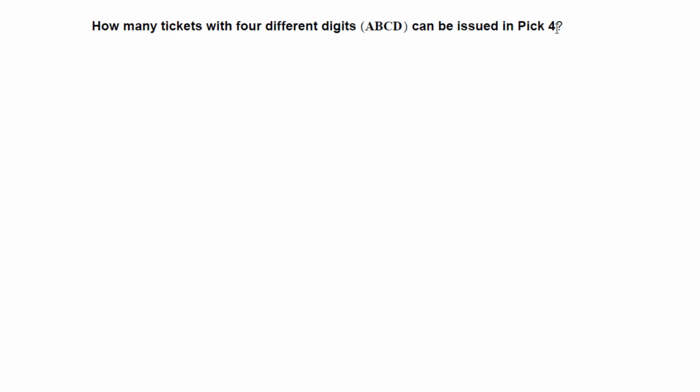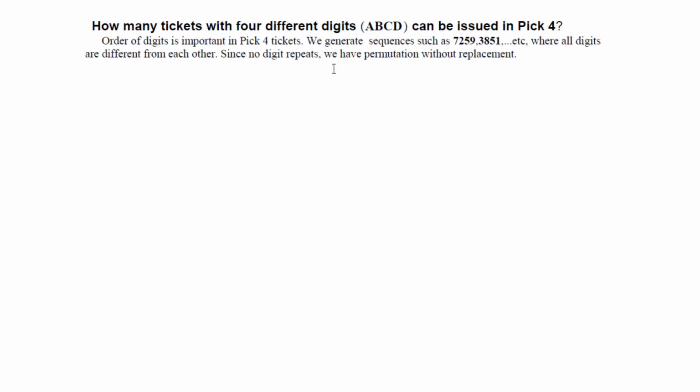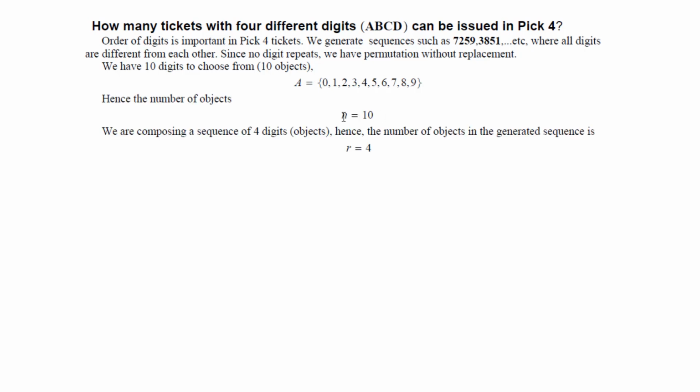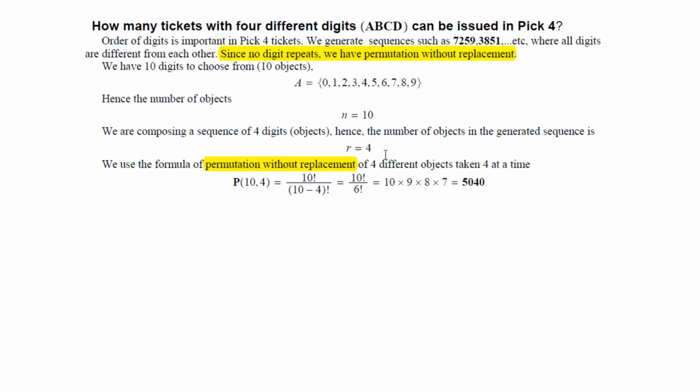Another question: how many tickets with 4 different digits in the form of A, B, C, D can be issued in Pick 4? So a ticket such as 7259 has 4 different digits, with no repetition of the digit, which means we have the case of no replacement, and it is ordered, so we can use the permutation without replacement formula. So in such case, we have 10 different objects numbered from 0 to 9, so n is equal to 10, and we are withdrawing 4 objects, which means r is equal to 4.